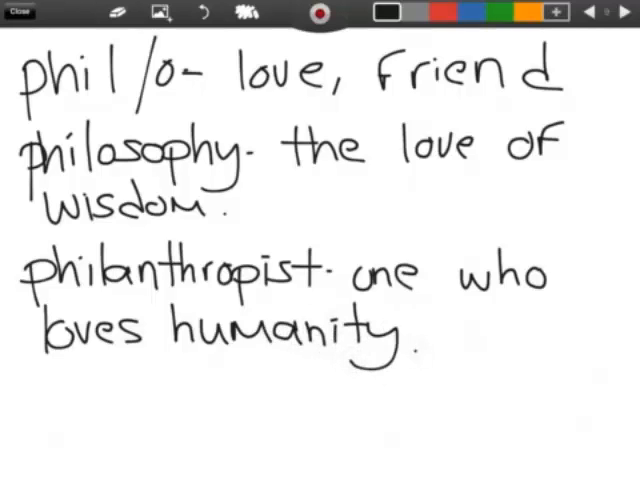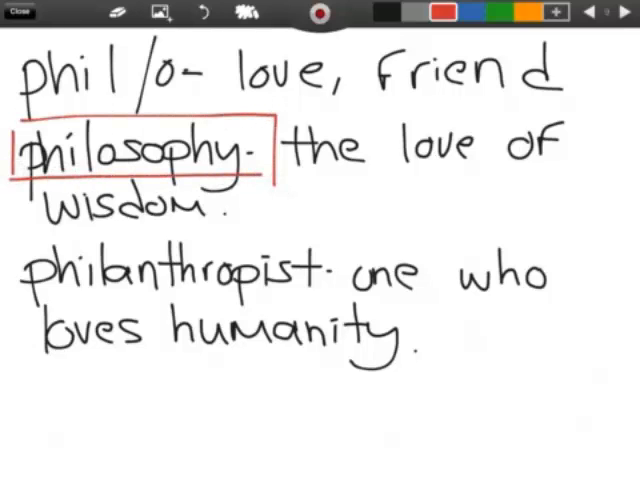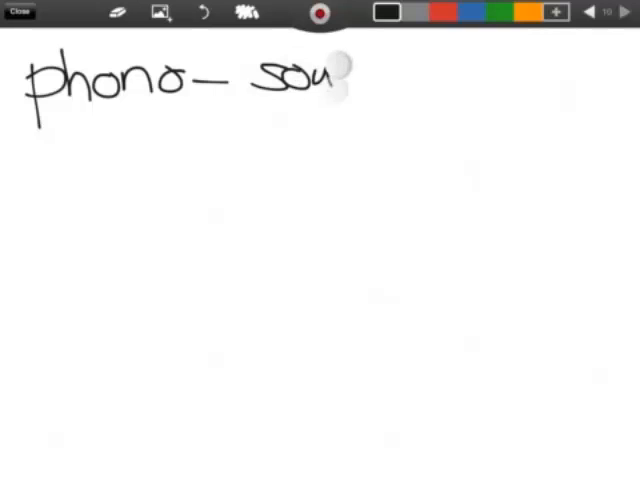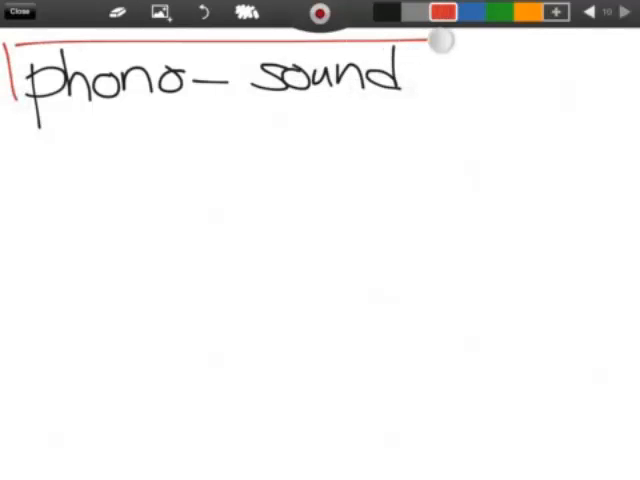I'm going to underline these for you. Philosophy, meaning the love of wisdom, and philanthropist, meaning one who loves humanity. I'm going to underline this as well. And moving on to our last root, which is phono. This is a very important root, you guys. It's widely used, so I'm going to underline it for you.